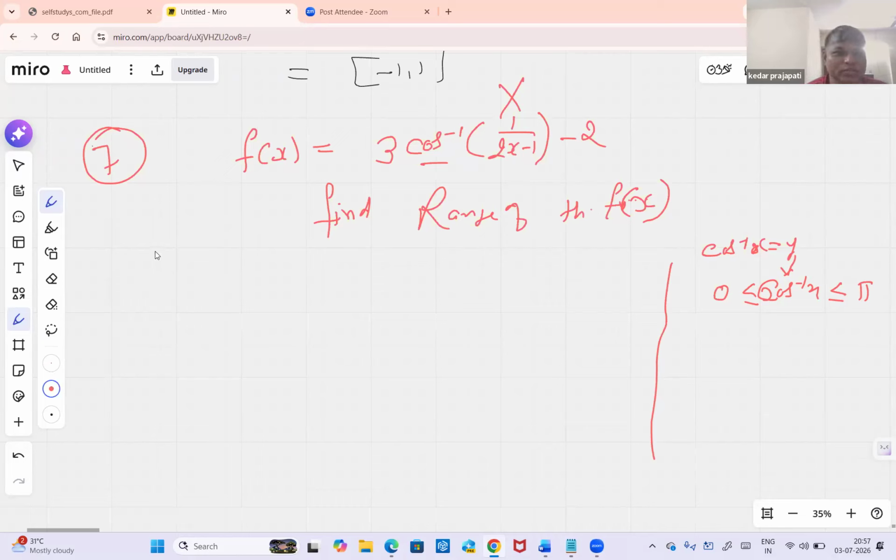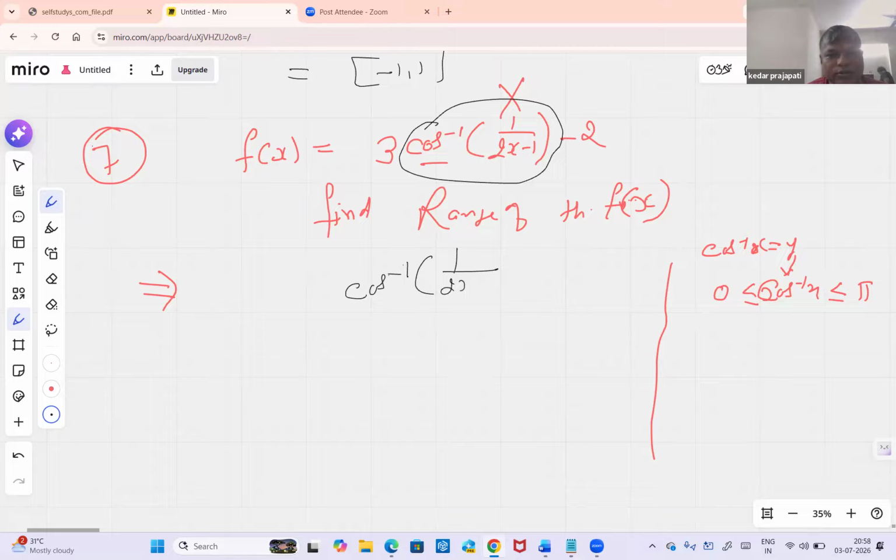Getting it? So now we can simply write that this value will also be between 0 to pi. Cos inverse of 1 by 2x minus 1, because in place of x they have given 1 by 2x minus 1. It means cos inverse of 1 by 2x minus 1 is between 0 to pi.